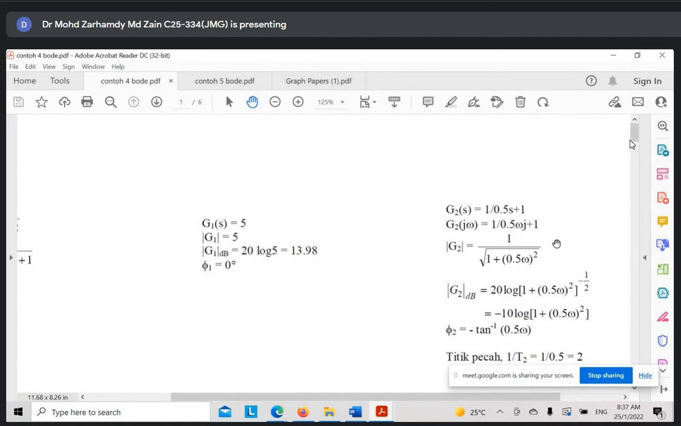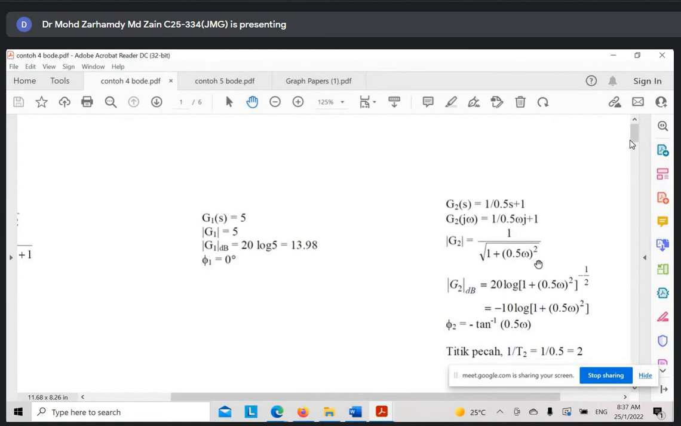So from here, okay, we have 1 plus root of 1 plus 0.5 omega square. So kita dah dapat ni. So we just come out with the common formula, okay, where we have negative 10 log 1 plus 0.5 omega square. So for the phase, the phase is negative tangent inverse 0.5 omega.